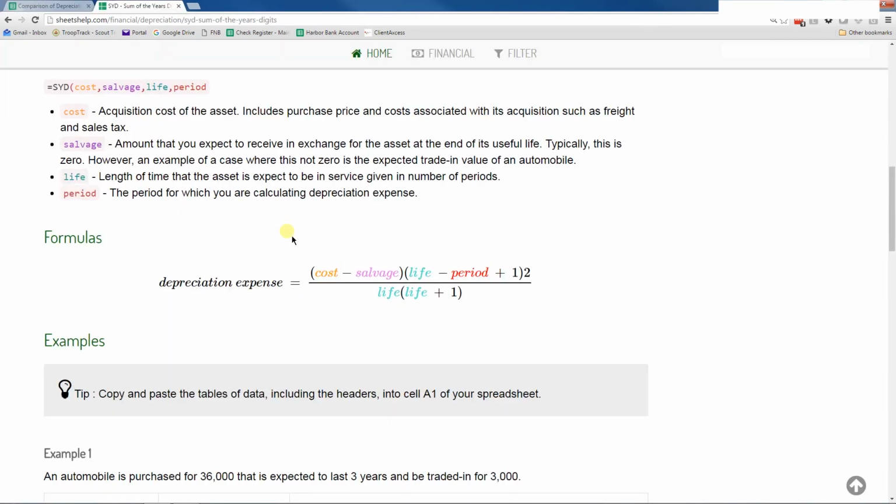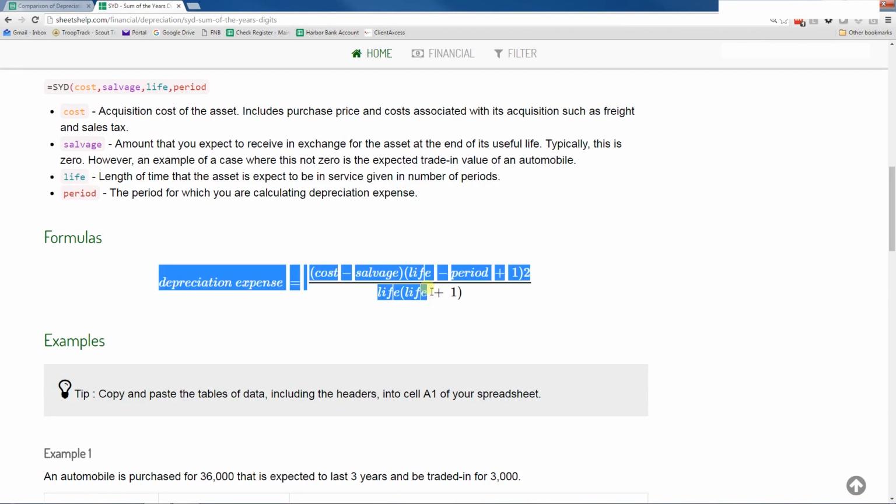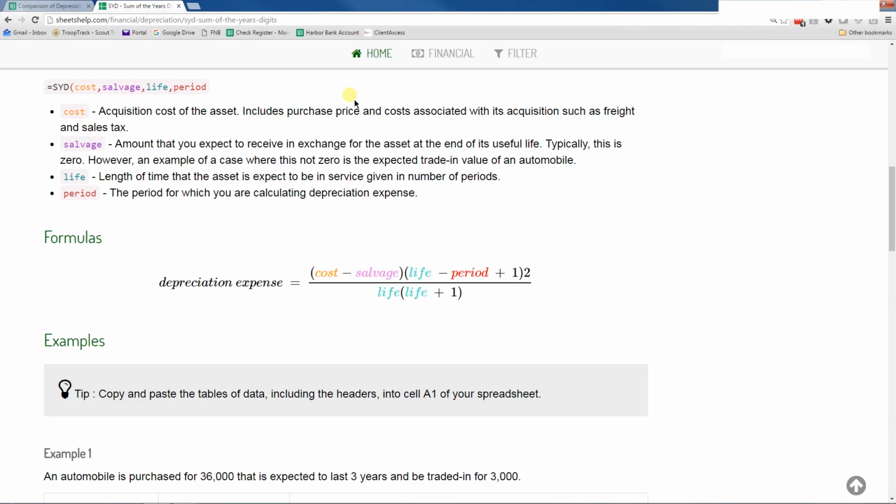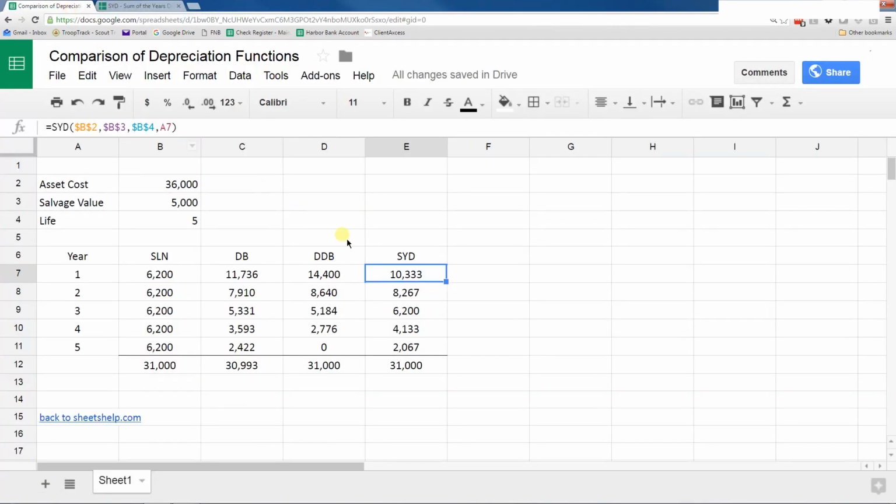To be careful. If I go back to sheetshelp.com, it shows the formula for sum of the year's digits. The sum of the years function is down here. It's kind of tricky how it works. In my mind, I don't think it really matters that much. Just look at the pattern. If it's a pattern that you think represents how your asset wears out, go ahead and use it. Let's just play around with these functions a little bit.